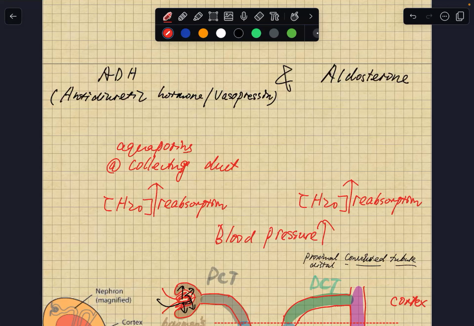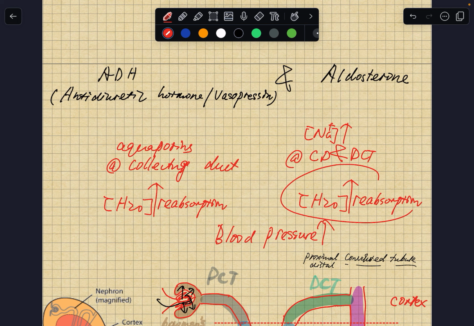Okay, so what it does is at the collecting duct and DCT, it increases sodium reabsorption, okay? And then as sodium reabsorption increases, the water reabsorption will follow, right? Because more sodium gets to the bloodstream, that adds to the solute concentration. So the osmotic pressure would drag water to the bloodstream as well, okay? So do you think the osmolarity in this case changes? Not really, right?